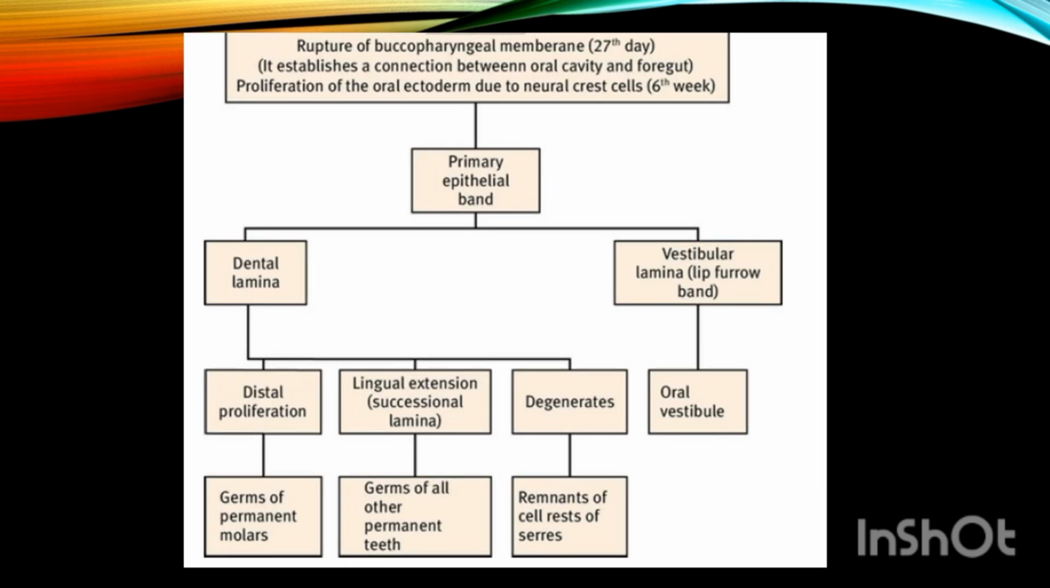Now let's quickly discuss the developmental aspect of the pulp. So now starting with the buccopharyngeal membrane, once it ruptures, it forms the primary epithelial band, which further differentiates into dental lamina and the vestibular lamina. And the vestibular lamina will form the oral vestibule, whereas the dental lamina further progresses to form the tooth buds.